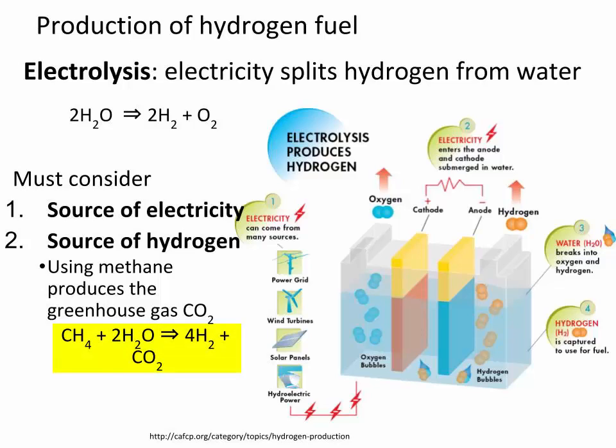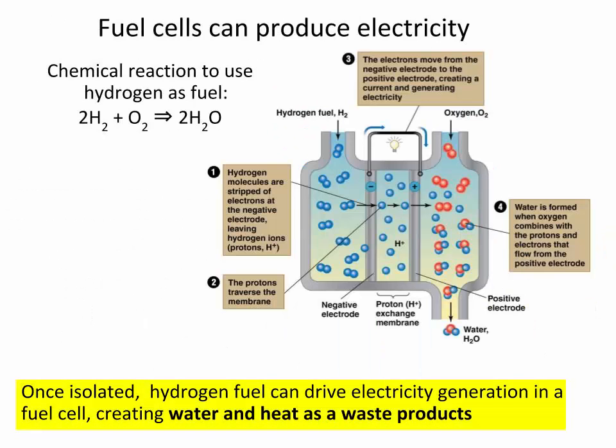In this slide, you can see the chemical equation for using methane to split hydrogen from water. The products of this reaction are 4 hydrogen molecules and 1 carbon dioxide molecule. In order for electrolysis and hydrogen fuel cells to be sustainable, we must find ways of splitting hydrogen without using fossil fuels. Once isolated, the hydrogen fuel can drive electricity generation in a hydrogen fuel cell.